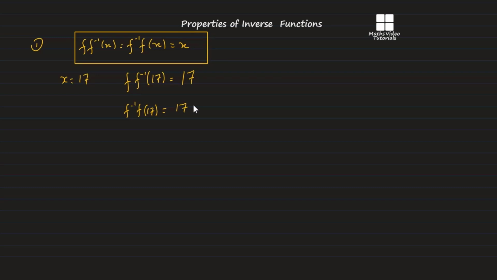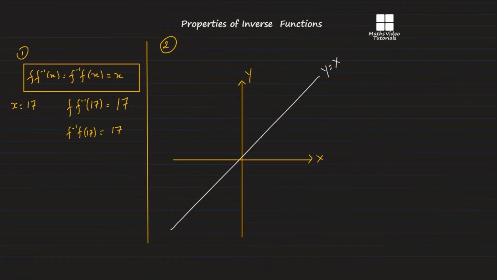Let's do property number 2. Property number 2 of inverse function is that the function f, the original function, and its inverse are a reflection of each other about the line y equal x. So if we could just illustrate, let's say this is my original function f of x. I'm going to take this point here, I'm going to project it here, and the inverse function will be a reflection about y equal x. This is property number 2.